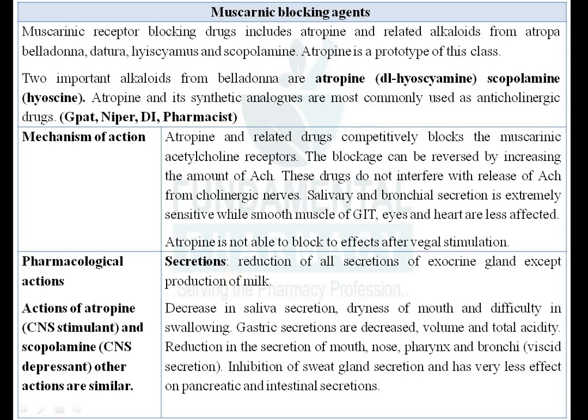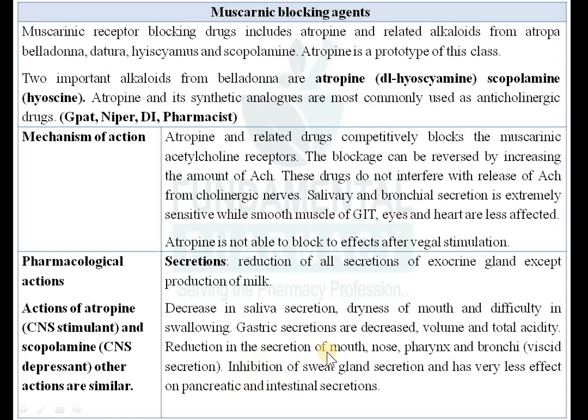Decrease in the salivary secretion will result in dry mouth, and that's why dryness of mouth is an adverse effect with atropine therapy. Okay, so atropine will decrease the saliva and will cause dryness of mouth. Difficulty in swallowing, आपको निगलने में तकलीफ होगी. Gastric secretion is decreased. Volume and total acidity will be reduced. Okay, acidity कम करेगा आपकी और volume भी कम करेगा उसको.